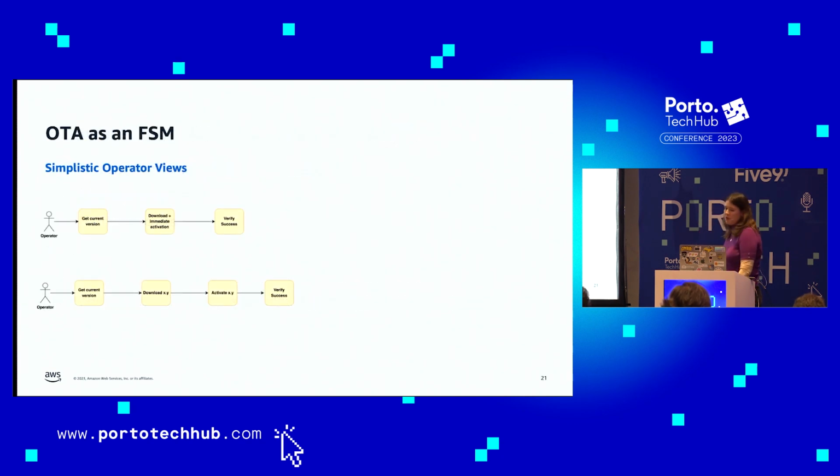From an operator view, it's already simple. You get your current device version, then you send a message to download and activate the new firmware image, and then you verify success. This is what an operator would do.